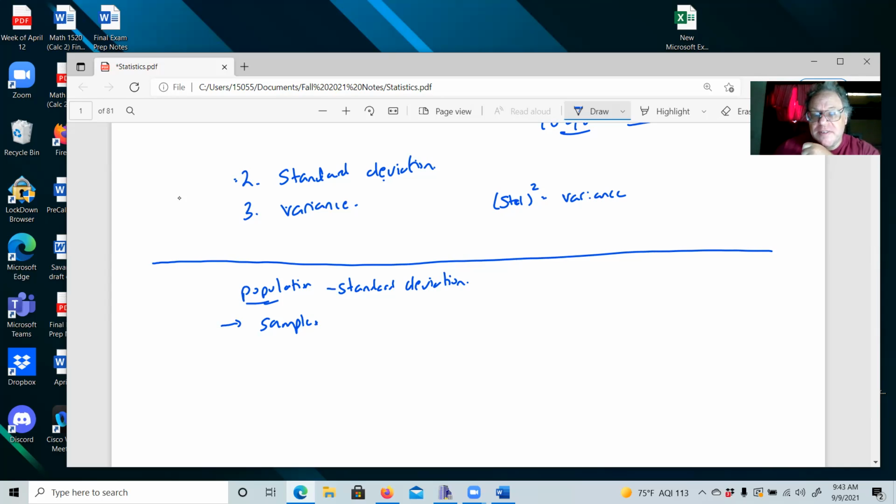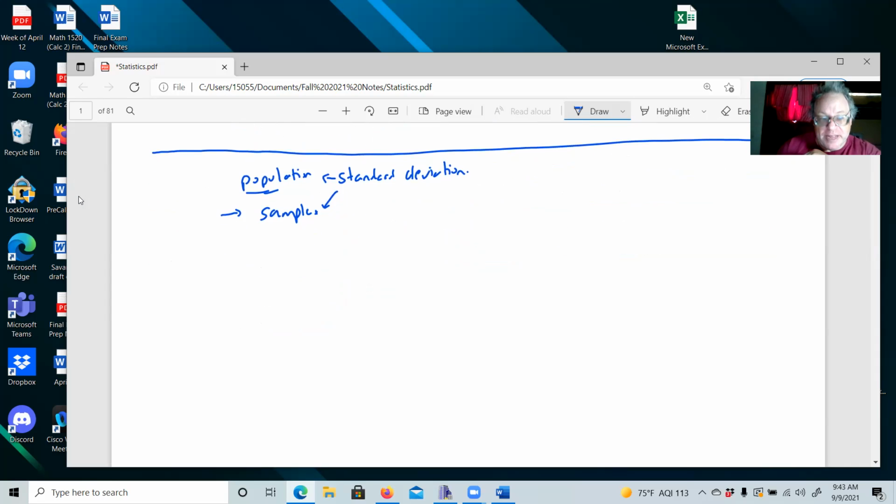We like to work with samples because they're easier to collect. But when it comes to standard deviation, we have 2 different formulas. We have a population standard deviation and a sample standard deviation. So, the formula for the population standard deviation.